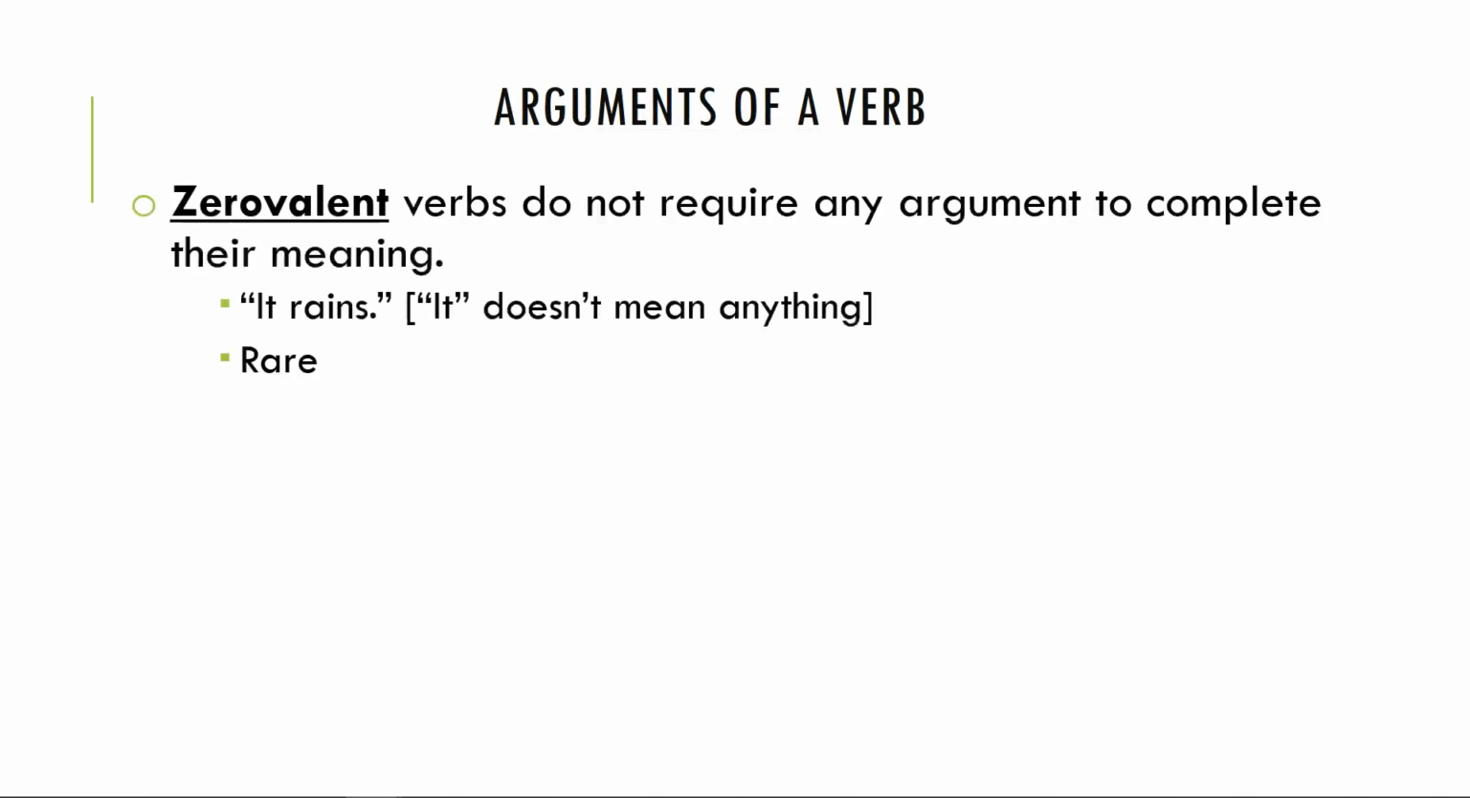Well, we can have verbs that are zero valent. They have no necessary arguments. There's not very many of these. The one that you always see as an example is it rains, because it doesn't really mean anything. We're just saying rains. So there's nothing needed to complete the meaning of that verb. There are very, very few of these.